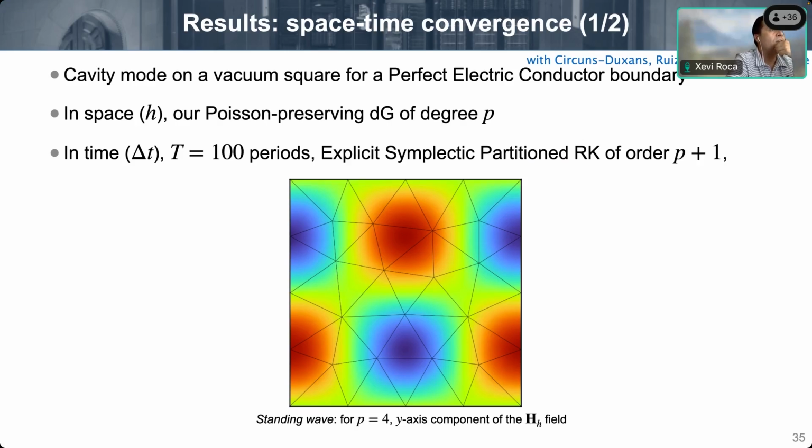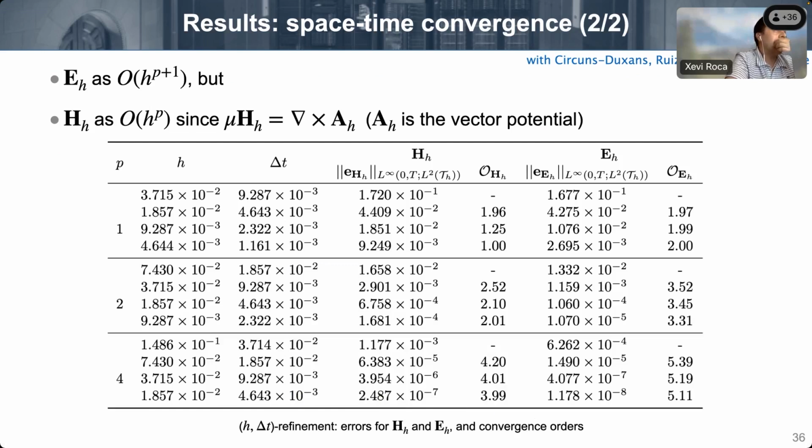We are going to have a final number of periods equal to 100. And for the time discretization, we are going to use an explicit symplectic partitioned Runge-Kutta method of order p plus 1. This is the other ingredient. We are using a symplectic high-order method to try not to break the semi-discrete Poisson structure of the problem. Actually, trying to exploit it.